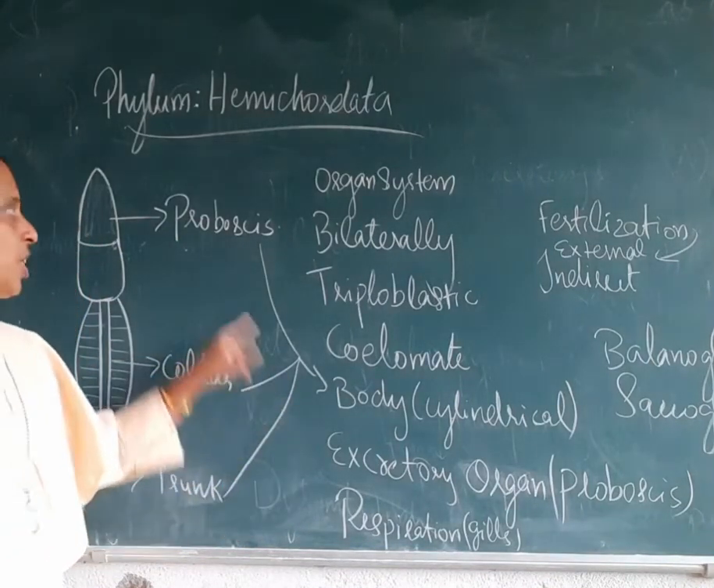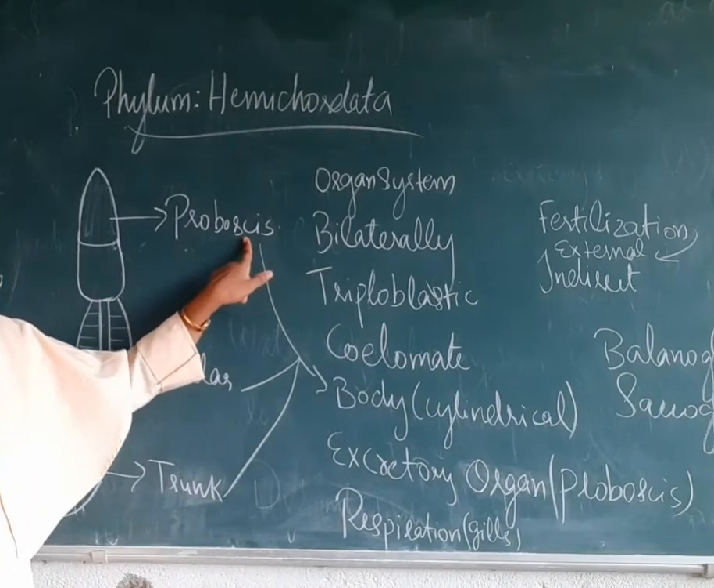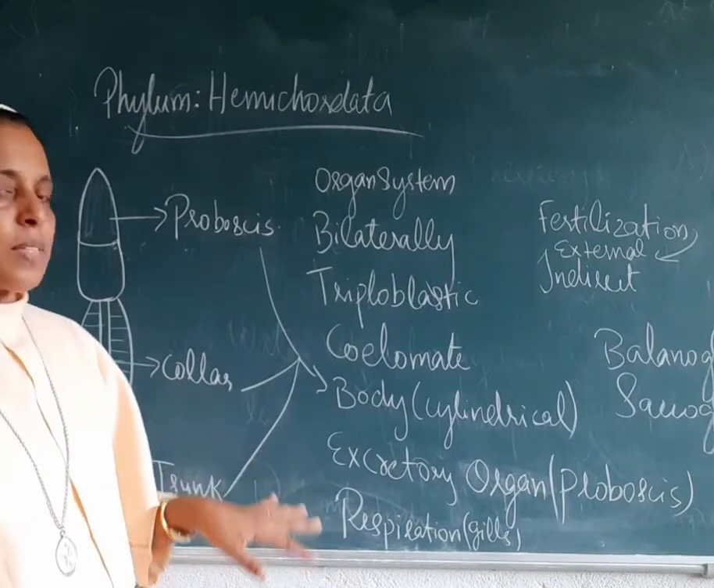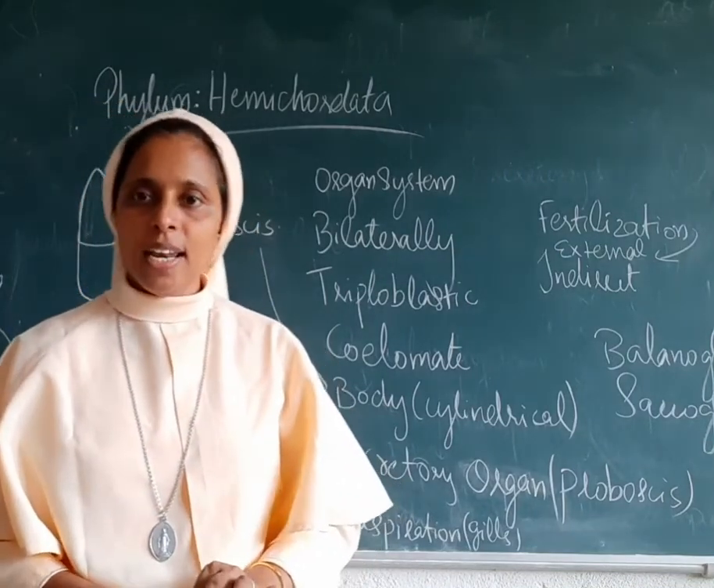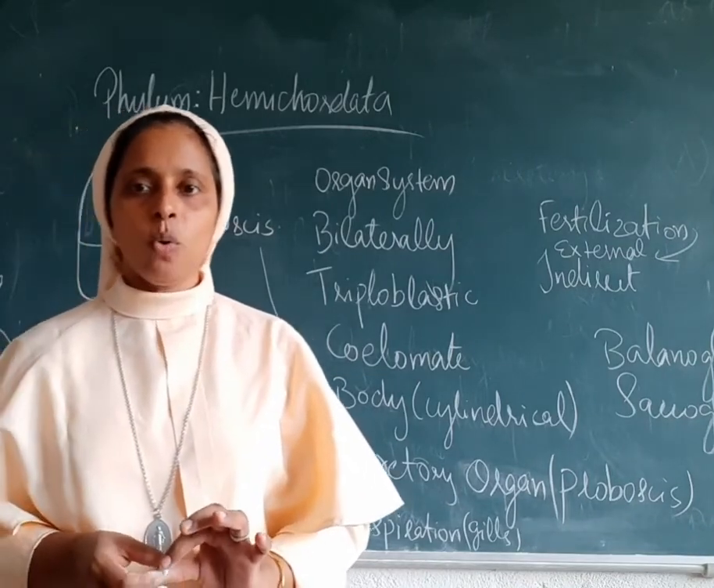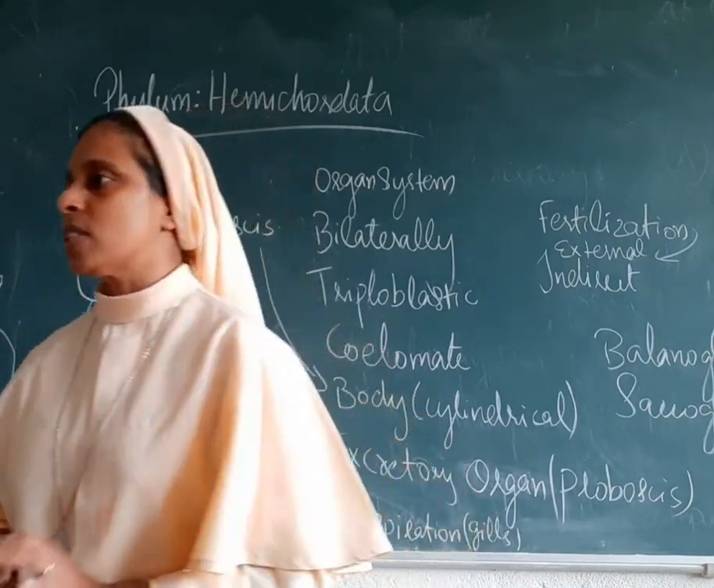Here the excretory organ is the proboscis, and respiration is through gills. Fertilization is external and development is indirect. We can remember two examples: balanoglossus as well as saccoglossus.